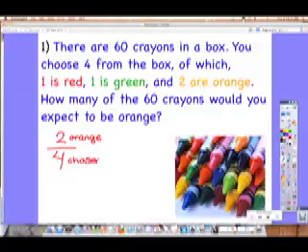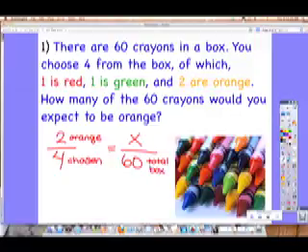I did x over 60. X over 60. Where did 60 come from? The box of crayons. Thank you so much. So 60 came from the total box of crayons. And then I multiplied and divided and got 30. Okay, so 2 times 60 divided by 4. 30 orange.